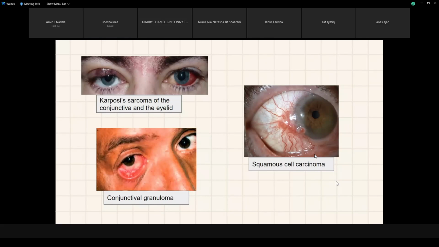And then this is a picture of Kaposi sarcoma at the right eye is affecting the eyelid, and at the left eye, the conjunctiva is affected. Then down is a picture of conjunctival granuloma. As you can see, there are small tiny growths at the lower lid conjunctiva. And the picture at the right is how a squamous cell carcinoma looks like. Next.